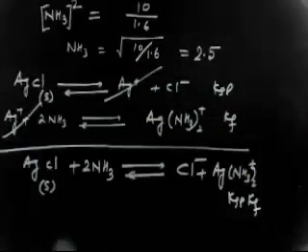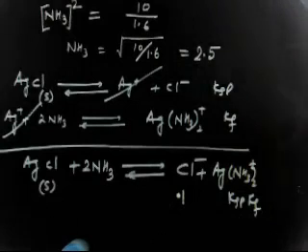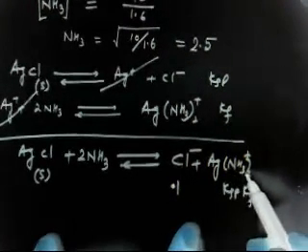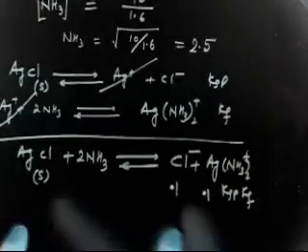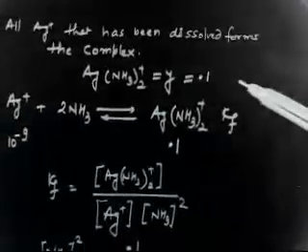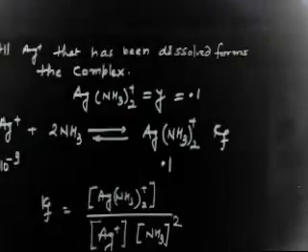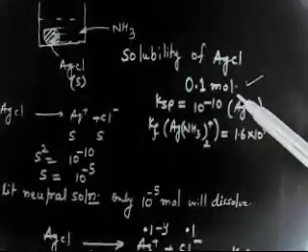Ksp into Kf. Now the concentration of Cl minus will be 0.1, because Ag plus is equal to Cl minus, and the concentration of Ag(NH3)2 plus is also 0.1. Are you getting it or not? Let me explain again. I have said earlier, all the Ag plus that is coming... So in the first part, let me show you the first part. I said 0.1 mole of AgCl dissolves.